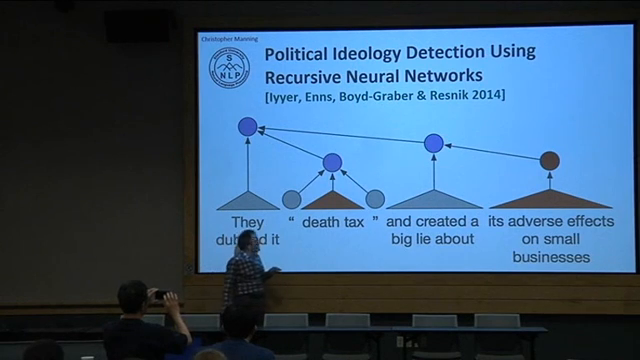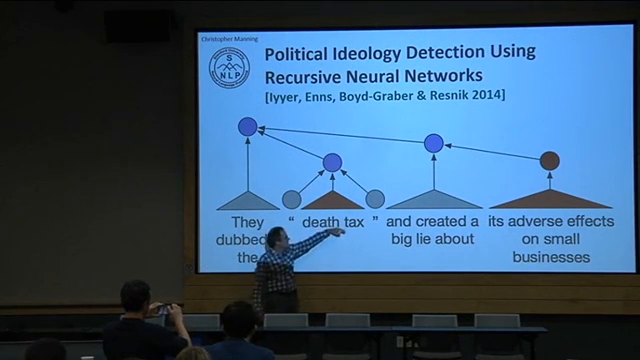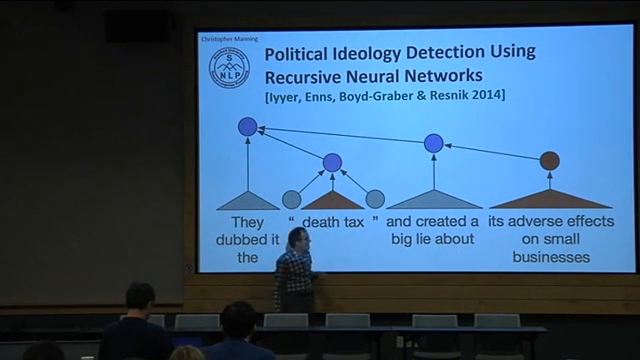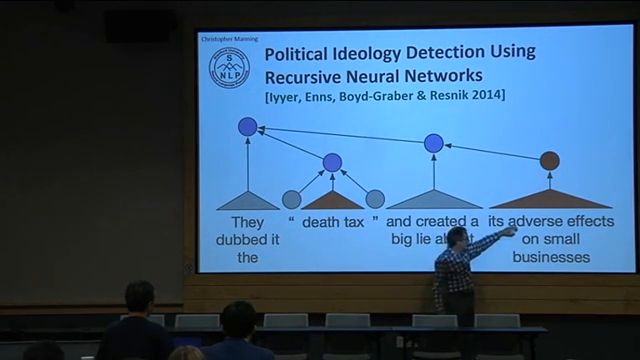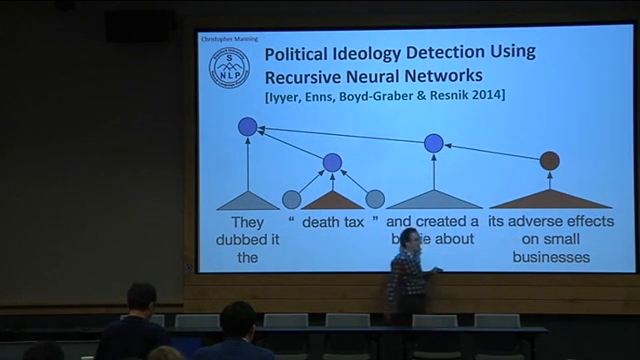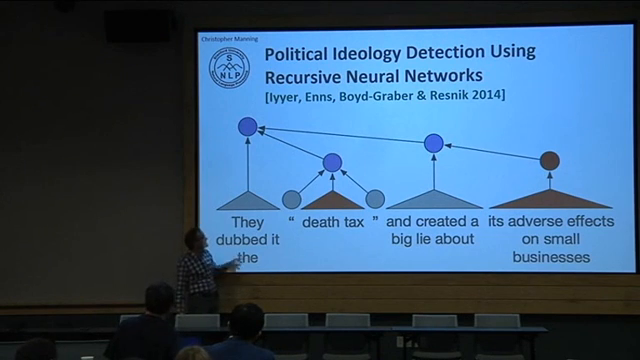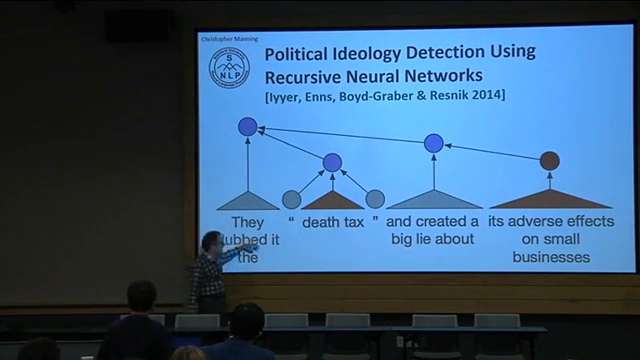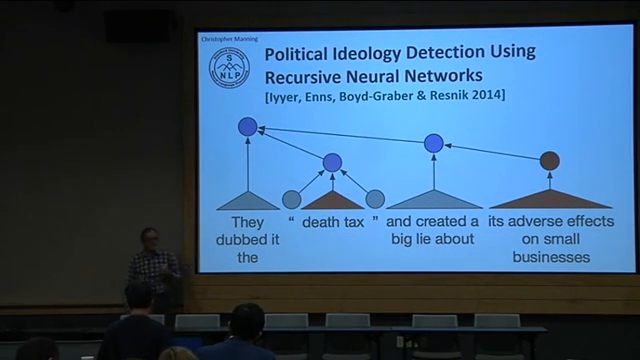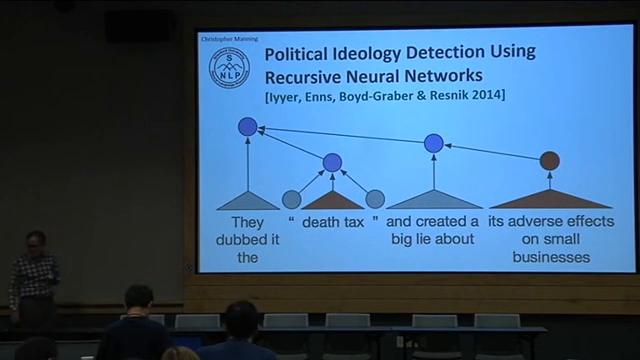And precisely in a different language domain, they're making the exact same point about wanting to find and exploit the compositional structure of language. Their point is that if you have the phrase "death tax", that represents Republican ideology, or its adverse effects on small business, Republican ideology. But then when you take another piece of text like "they dubbed it the", that's actually neutral in terms of ideology, because that could go either way. But once you build the bigger constituent "they dubbed it the death tax", then using "dubbing" and then a piece of Republican ideology gives you a larger constituent that has progressive ideology. And so we want to represent exactly that kind of structure.